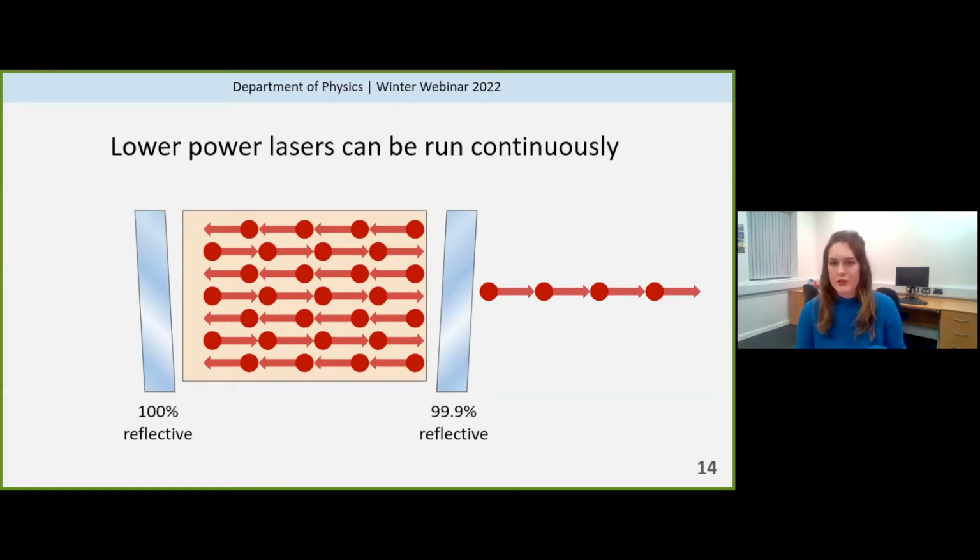Now, the photon creation does eventually reach a steady state, so you don't just get a continuously increasing number of photons forever and ever. It does start to even out a little bit, and so you end up with this continuous beam of light coming out at the end of our laser. So in this way, we can use this principle to run lower power lasers forever. You can just leave a laser pen on for as long as you want, and that's absolutely fine, right?